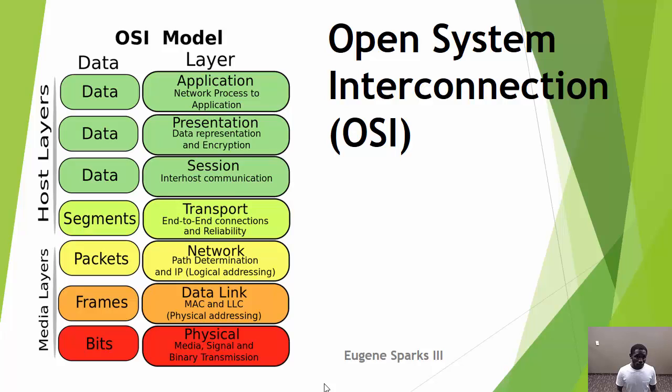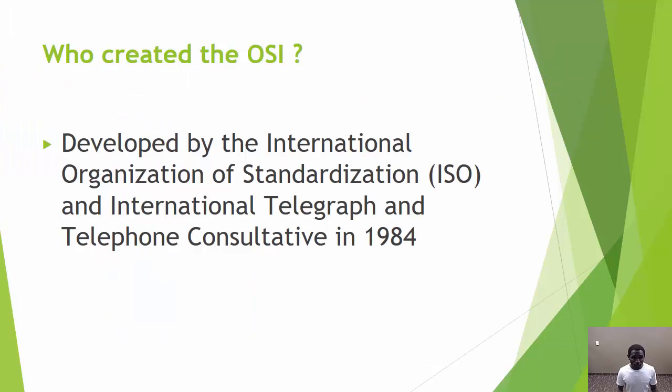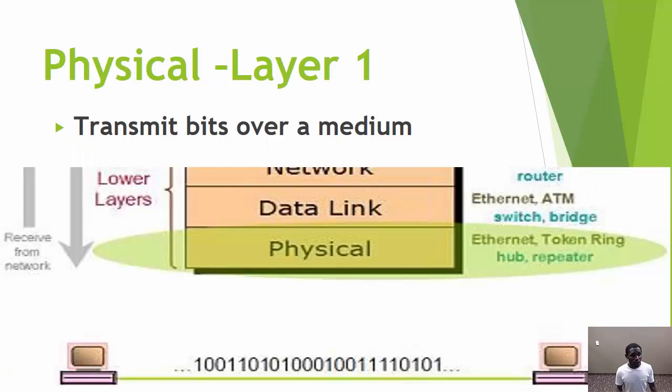The OSI was developed in 1984. It was created by 2 organizations: the International Organization for Standardization, abbreviated ISO, and the second organization, the International Telegraph and Telephone Consortium. Now I'll be talking about the first layer, which is physical.